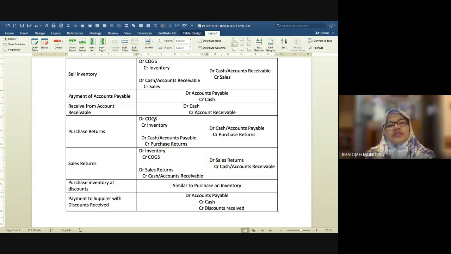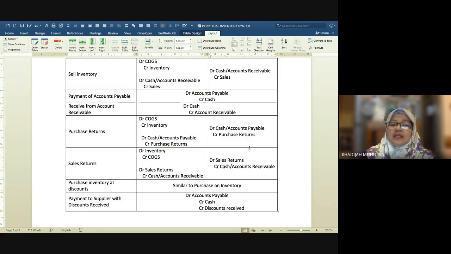So purchase return means that you're going to debit your COGS, because you take out your inventory and return it back to the supplier. So you have to credit your inventory, and then you have to record the inventory that goes out into your cost of goods sold, even though it's not sold, but it's reflected in the cost accounts. But under periodic, when you return your goods to your supplier, either you receive cash or you're going to reduce your accounts payable.